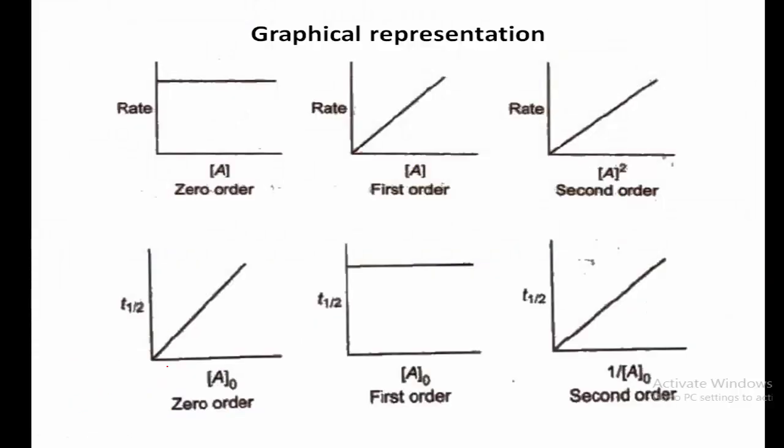Okay, next. Here is the graphical representation where we can observe the graph plotted for rate versus concentration of the reactant, for zero order, first order, and second order also. This is how the graph we obtain. And here also for zero order, half-life and concentration are represented graphically for these three orders: zero, first and second order. So remember these graphical representations.